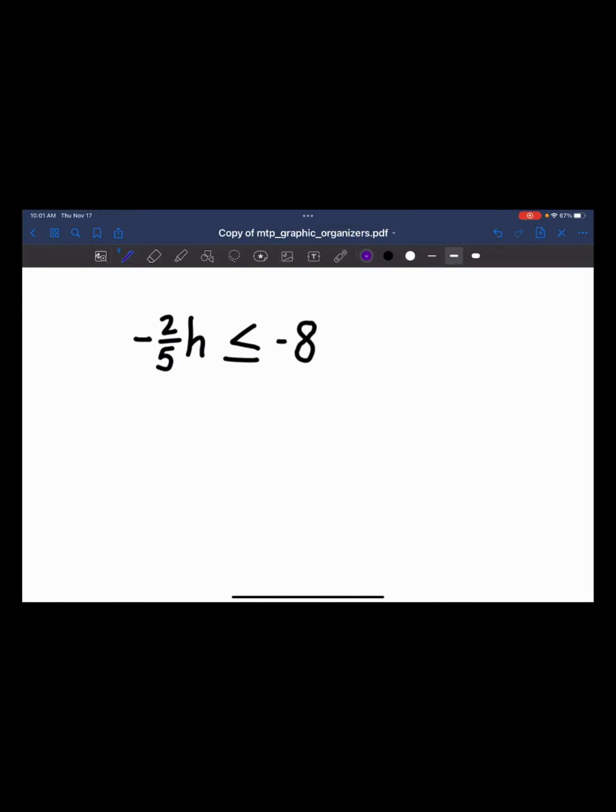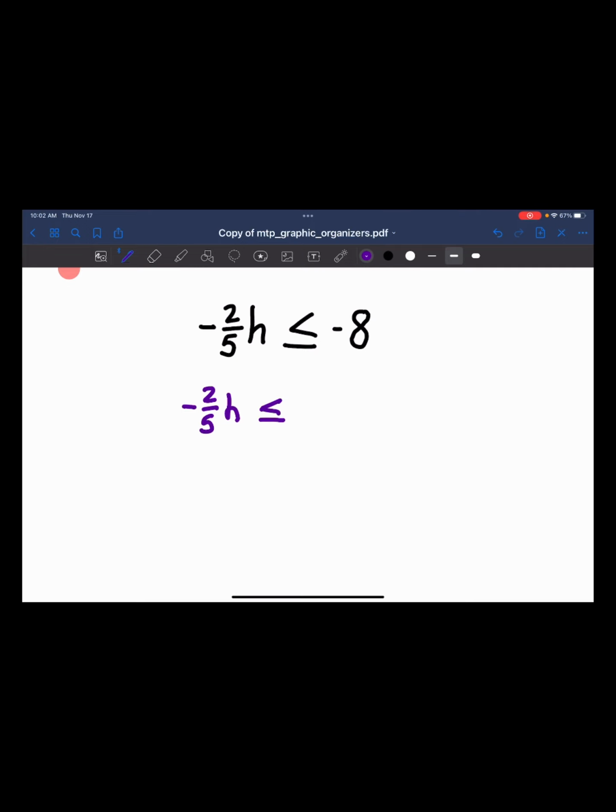I got negative 2/5 h is less than or equal to negative 8. Well, what's happening to h? It's being multiplied by a fraction. To get a fraction away from a variable, we multiply by the reciprocal. Now, the reciprocal of negative 2/5 is still going to be negative, and that's what I think a lot of people forget. So we're going to rewrite this just so that we can keep things nice and neat. Negative 2/5 h is less than or equal to negative 8. Rewrite it for me. Now we're going to multiply both sides by the reciprocal.